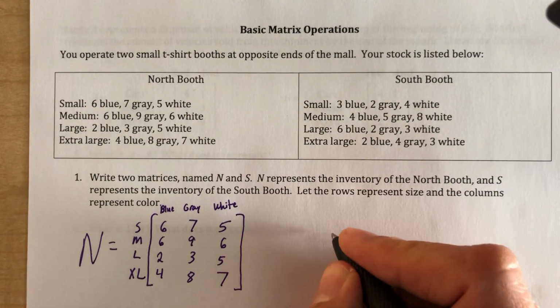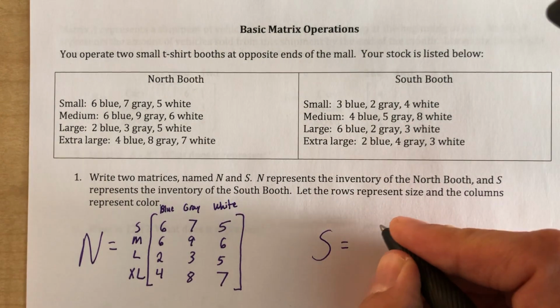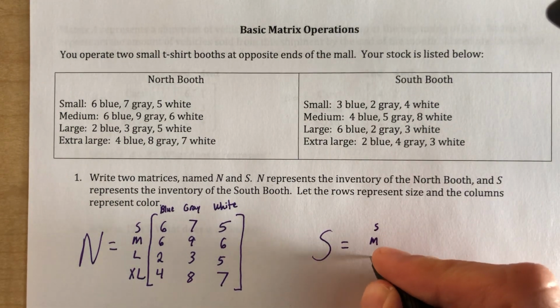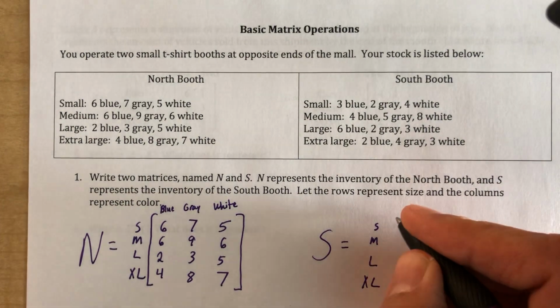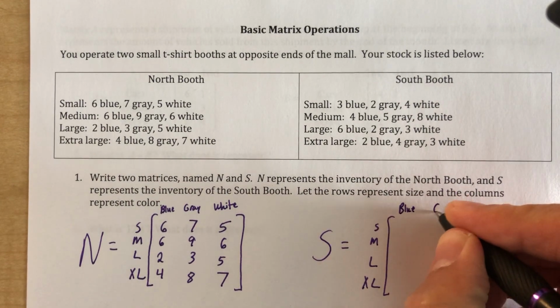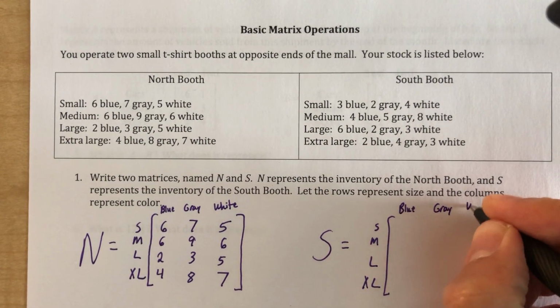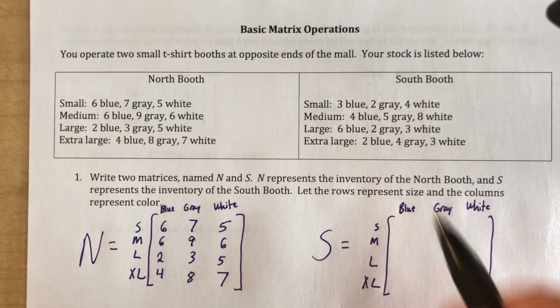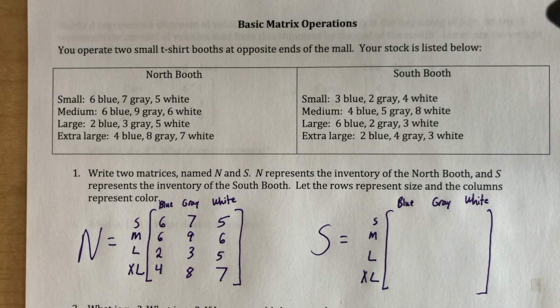And then we also have another one. It's the south booth. And same stuff. So S, not to be confused with this S, M, L, and XL. And blue, gray, and white. And we're going to copy this information here into this one. And we just have 2 very organized arrays of numbers.